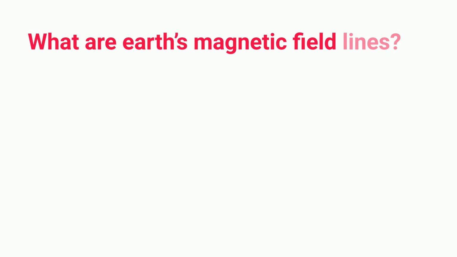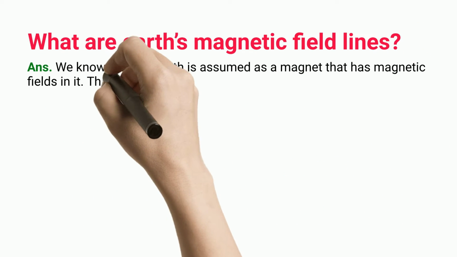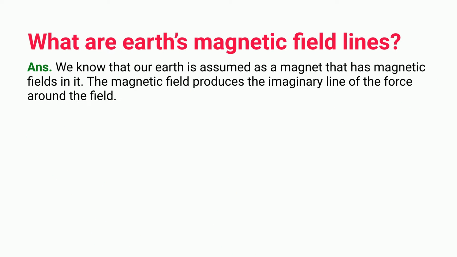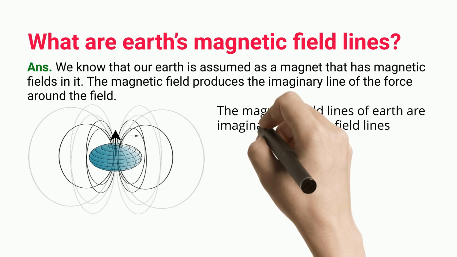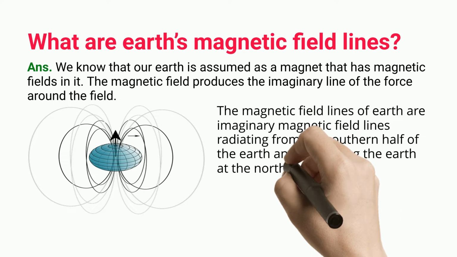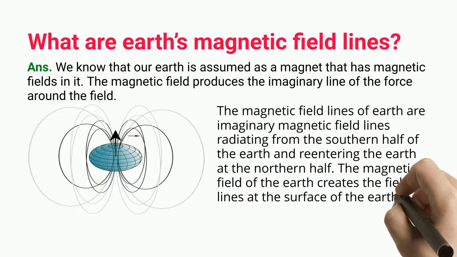What are Earth's magnetic field lines? We know that our Earth is assumed as a magnet that has magnetic fields in it. The magnetic field produces imaginary lines of force around the field. The magnetic field lines of Earth are imaginary magnetic field lines radiating from the southern half of the Earth and re-entering the Earth at the northern half. The magnetic field of the Earth creates the field lines at the surface of the Earth.